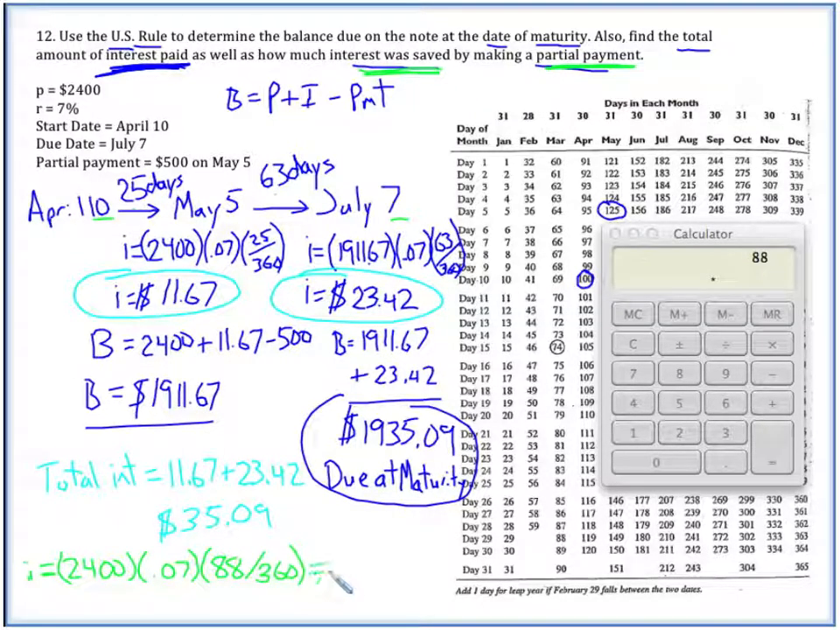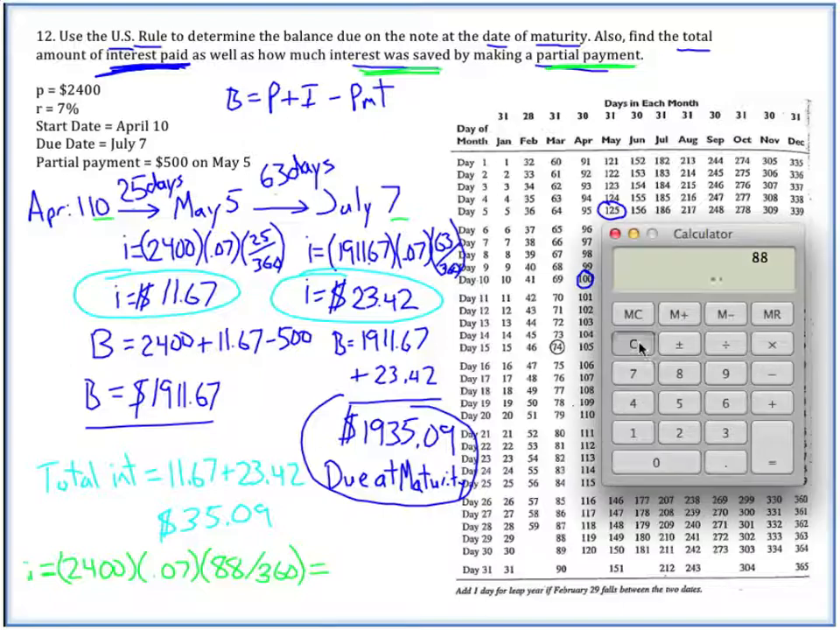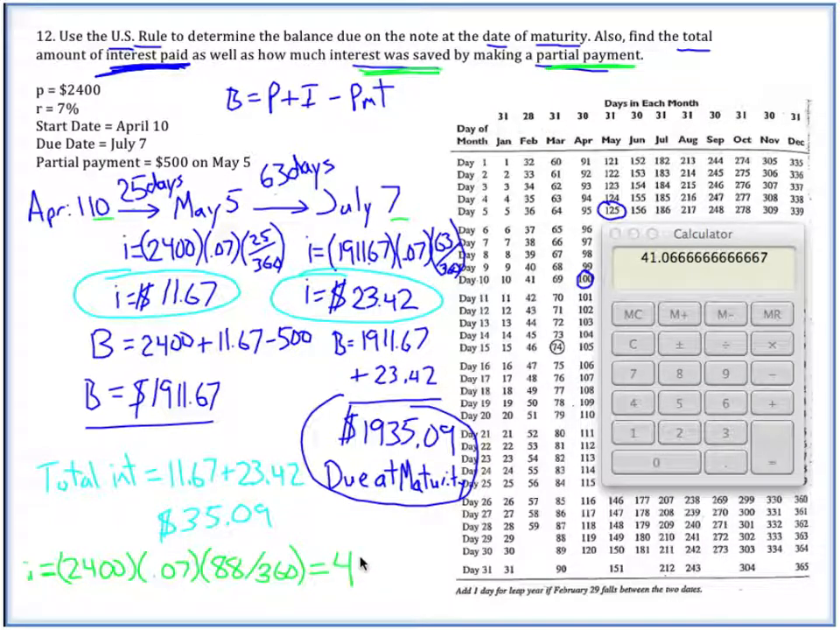So let's go ahead and find what that is. So we have 2,400 times 0.07 times 88 divided by 360. And we get $41.07.